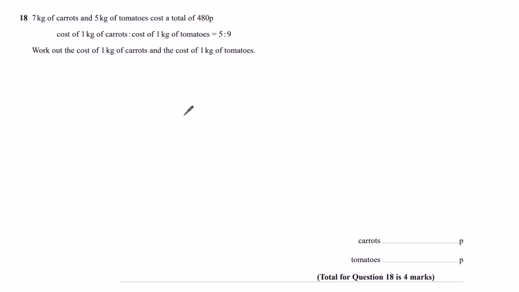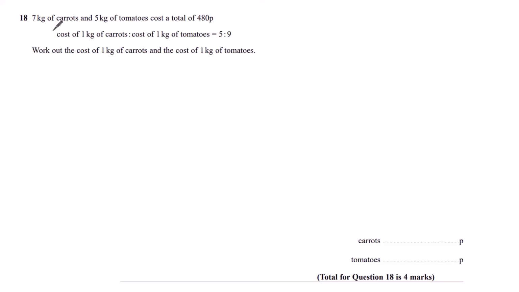Question 18. 7 kilograms of carrots and 5 kilograms of tomatoes cost a total of 480 pence. The cost of 1 kilogram of carrots to the cost of 1 kilogram of tomatoes is 5 to 9. And I want to work out the cost of 1 kilogram of carrots and the cost of 1 kilogram of tomatoes. Now I'm going to be setting up some equations to deal with this, and so I'm going to use the value of C for carrots and T for tomatoes.